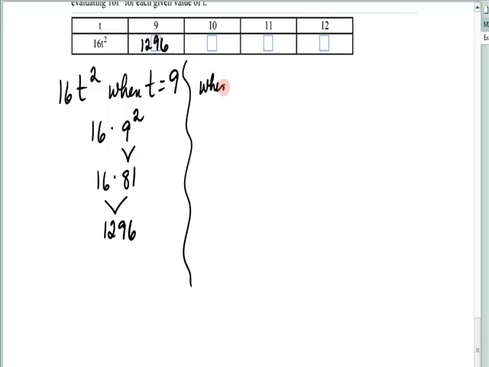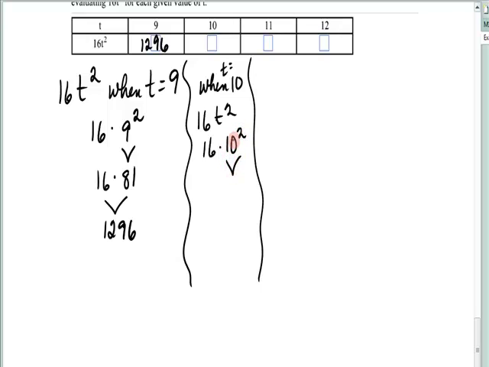Now, let's find out when t is 10. Well, I'm going to have 16 times, well, let me write down the expression, 16t squared. So it's 16 times 10 squared. This time I'm plugging in 10. Well, exponents first. 10 squared is 100. 16 times 100 is 1600.